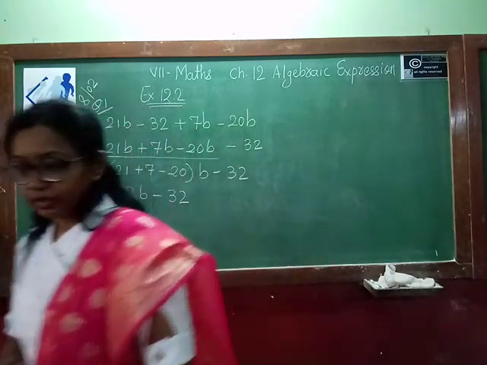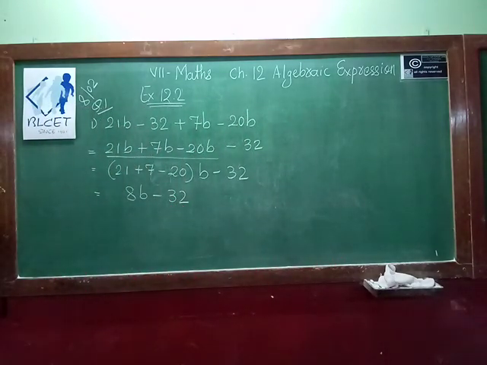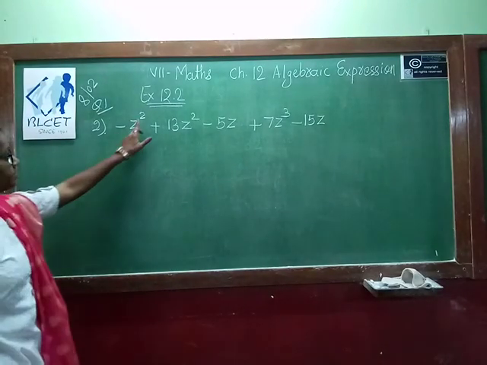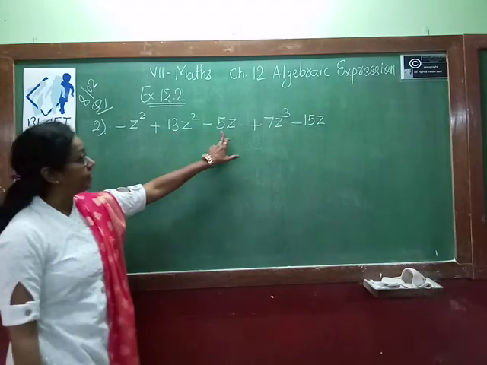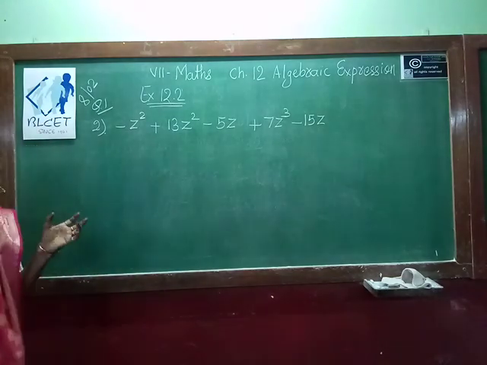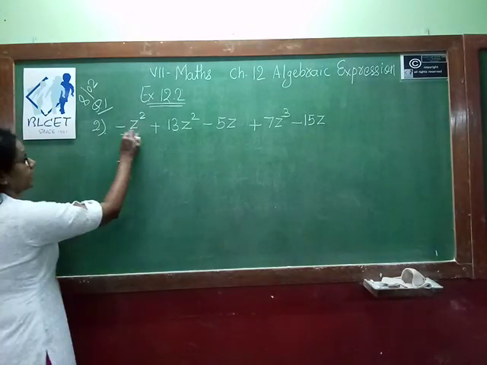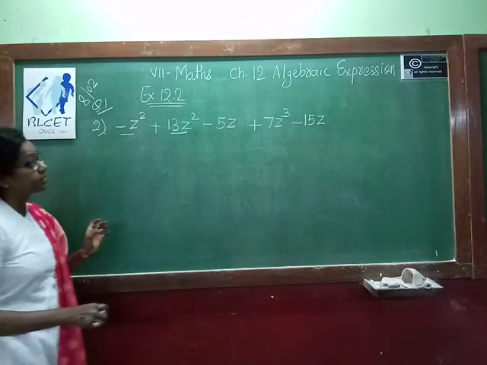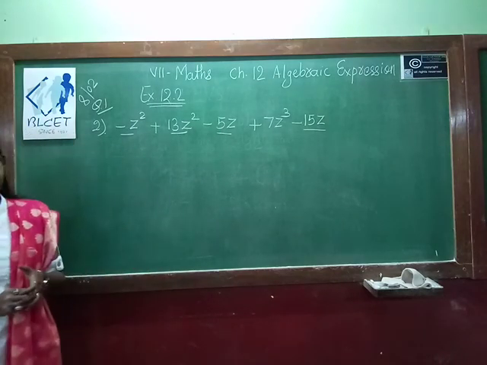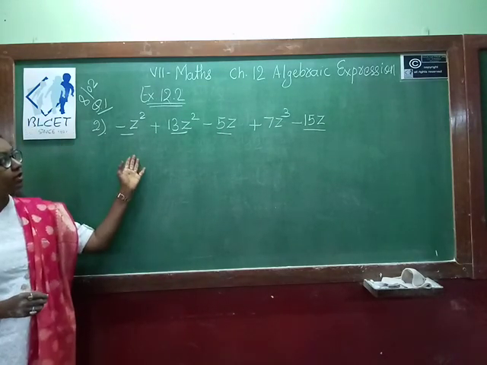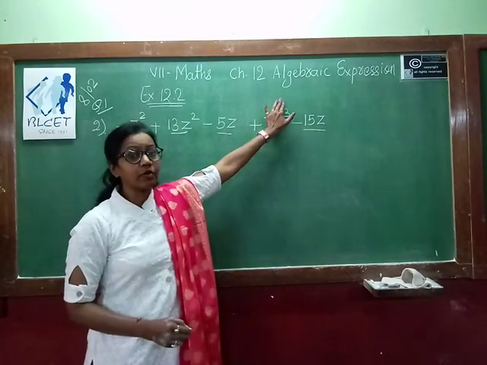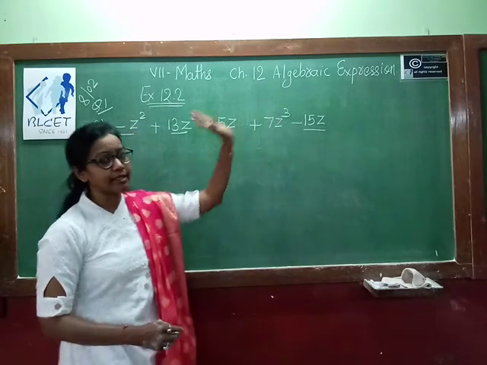Move on to the second question. Now see the second question: minus z square plus 13z square minus 5z plus 7z cube minus 15z. What do we do first? First we find the like terms. z square and 13z square are both like terms, and minus 5z and minus 15z are both like terms. So we club the like terms. For 7z cube we don't have any other like term, so it remains as it is.